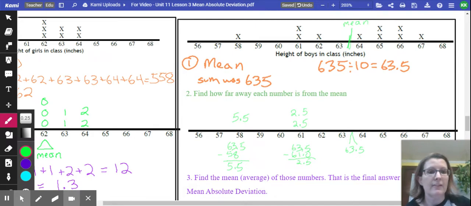Now let's look at 62. If I do 63.5 minus 62, I will get 1.5, and we can check that. It's 1.5, so it is 1.5 away, and there is only one X there. So there is one boy who is 62 inches, so I just have 1.5.